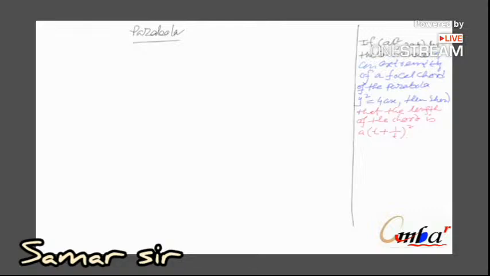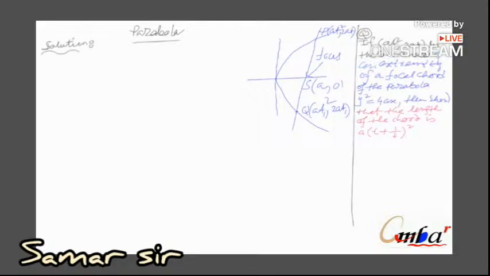First draw the parabola y² = 4x. Focus is here at (a, 0) and P is here (at², 2at), and let us assume the coordinate of Q here is (at1², 2at1). This is the other extreme of the focal chord.